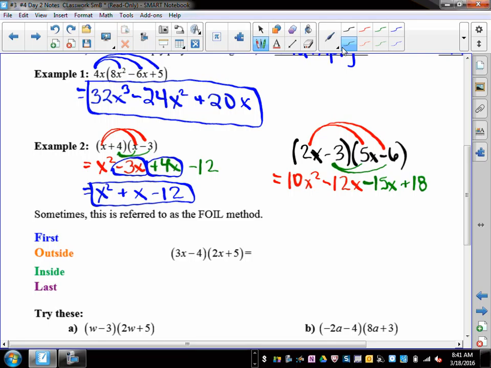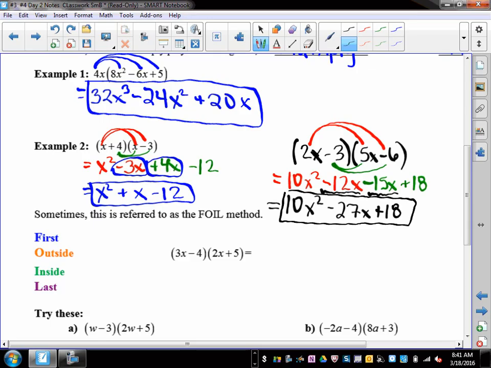Yes, now we combine it together, make it smaller. Alright, let's write our 10x squared first. Now, can we combine them in here? Good, what's negative 12 and negative 15? Negative 27. Well done, sir. Negative 27x. And what's my last term? Plus 18. It's in standard form, completely simplified, so that's how mine looks. Questions on that?